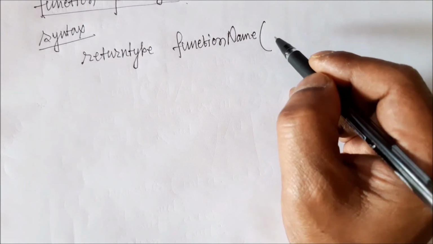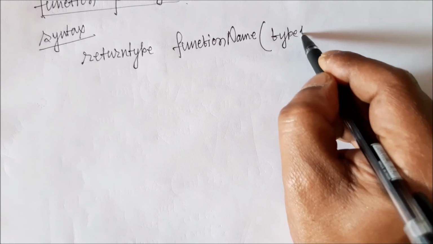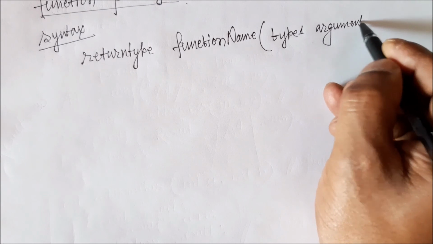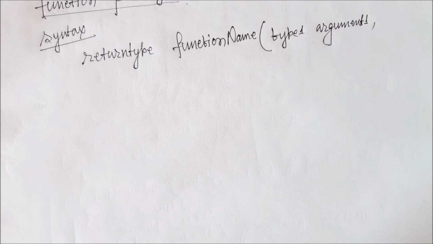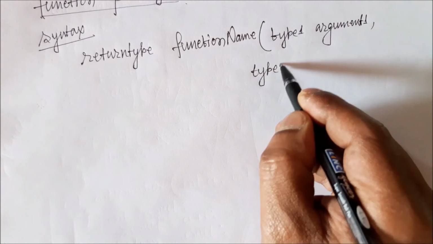And within the first bracket we have to write the type of the argument: type 1, argument 1. I will explain later what the argument is and what the parameter is. Sometimes I am talking about the argument, sometimes about the parameters. So, what is the difference between those two? I will explain, do not worry about that. Right now just follow the syntax, then we can pass any number of arguments.